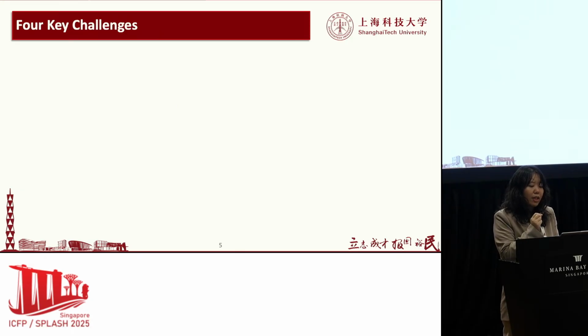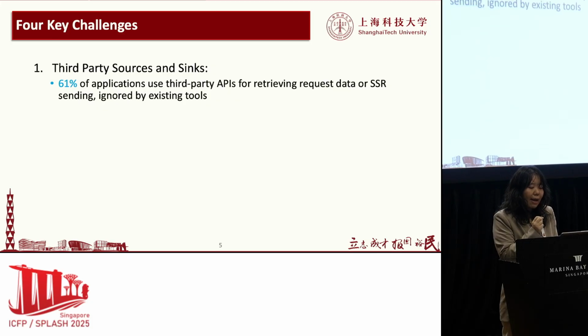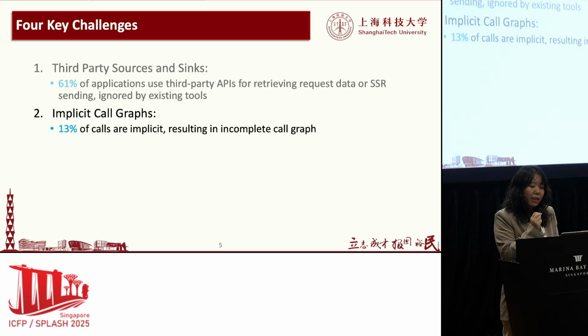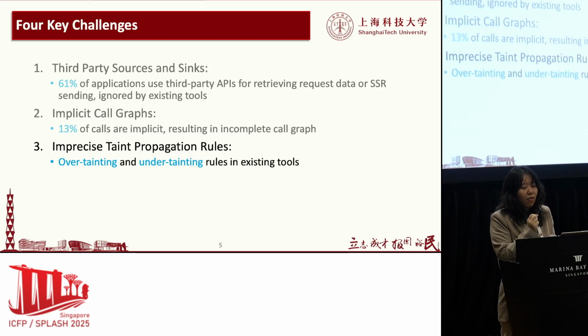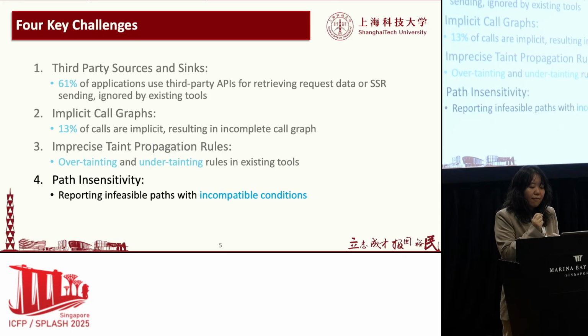We observe 4 key challenges in the existing tools. First, third-party sources and sinks are ignored. Second, both explicit and implicit call targets are used in PHP applications. Third, there exist both over-tainting and under-tainting rules. Fourth, infeasible paths are reported because of ignoring path conditions.